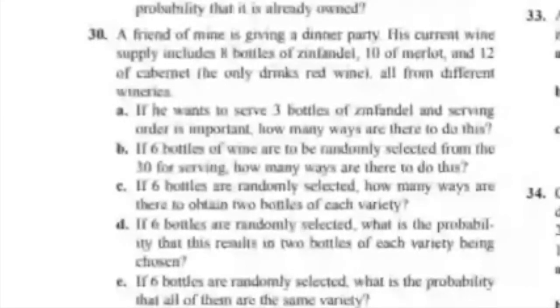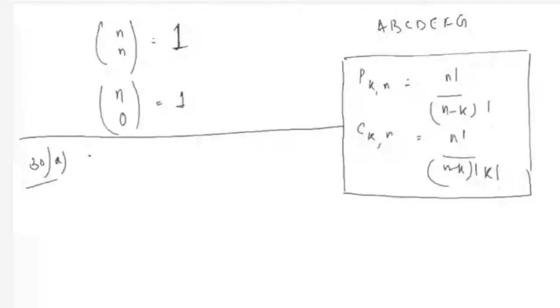The first part of the question asks, if he wants to serve 3 bottles of category Z and serving order is important, how many ways are there to do this? You have 3 categories Z, M and C, with 8 of Z, 10 of M and 12 of C. Quite straightforward, since the question clearly tells you that the order is important, it will be 8P3. The total number of Z bottles is 8 and you want to select 3 out of them.